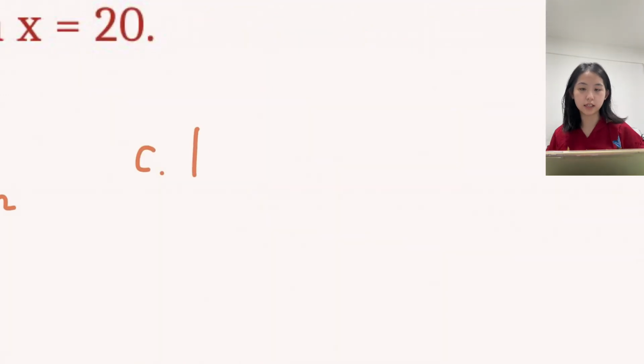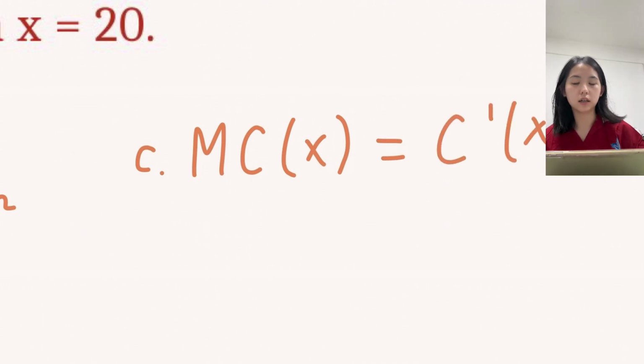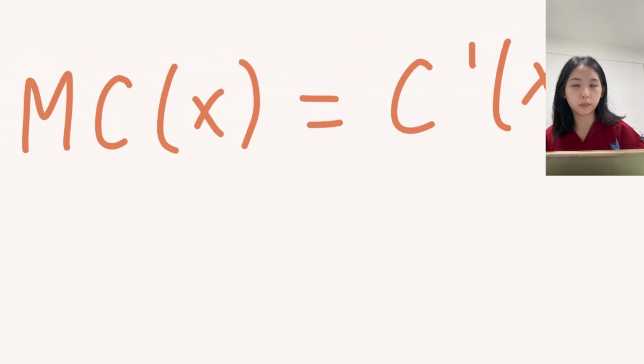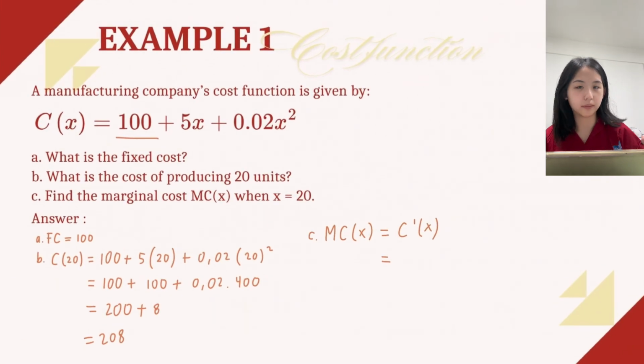So the next one is to find the marginal cost MC of x when x equals 20. Here, the formula for MC of x is the derivative of C of x. And why is that? It is because the derivative of C of x represents how much the total cost will increase when we decide to produce one more additional unit.